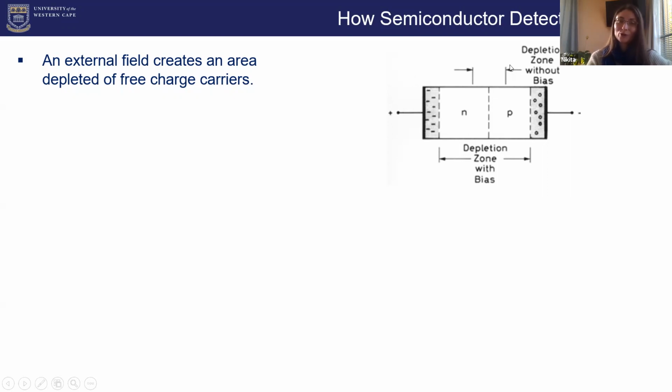Here we have a crystal, and we have free charges going around. There is a region where there is an imbalance of charge that we call the depletion zone, without bias, which means without applying a high voltage on it. So the first step to create a semiconductor detector is to use an external field, a high voltage, to create an area that is depleted of charge carriers. So we want to separate all the electrons and the holes. That will make more sense once you do solid state physics.